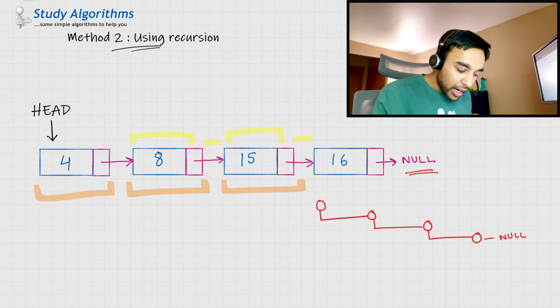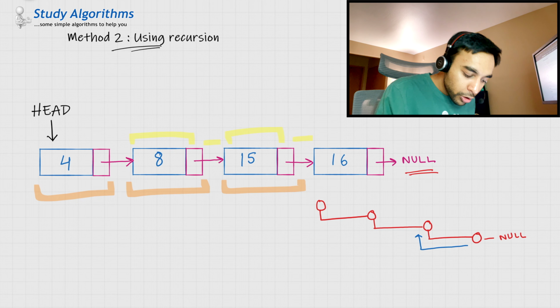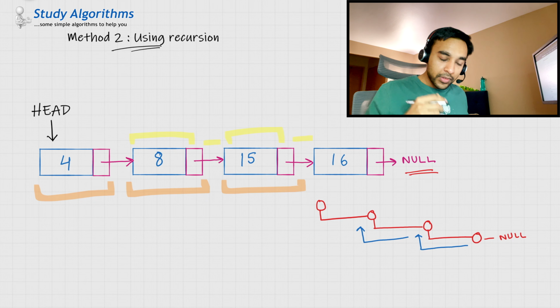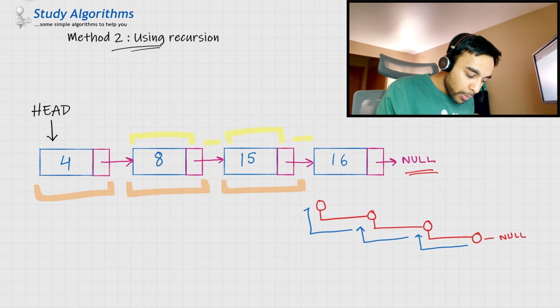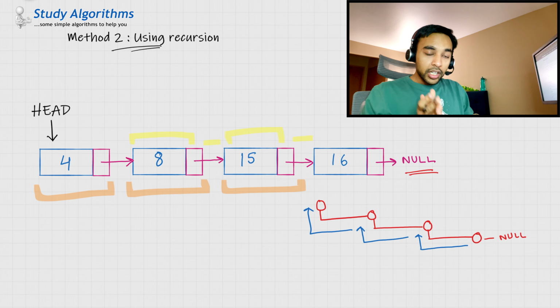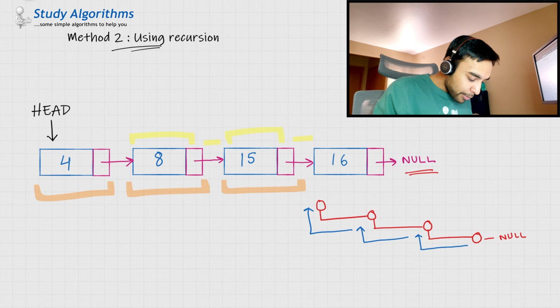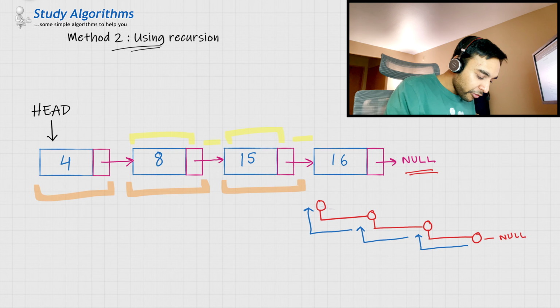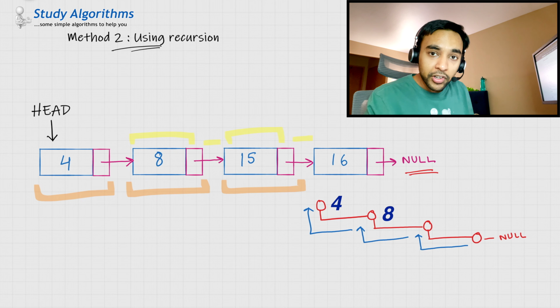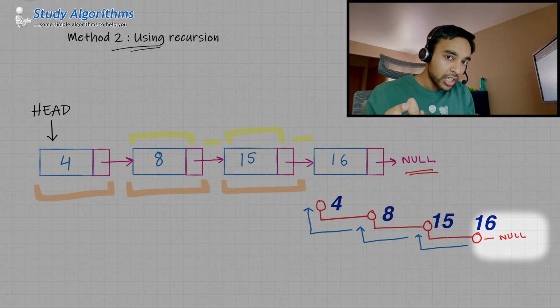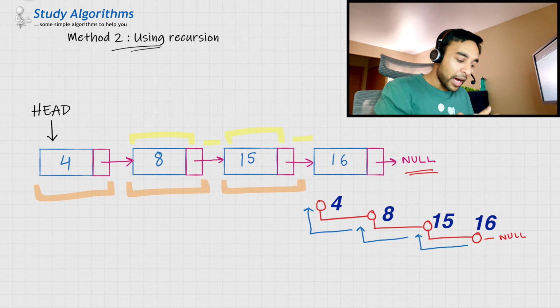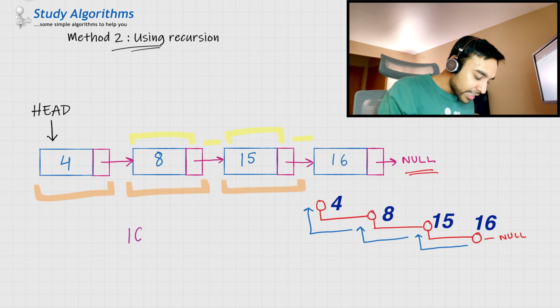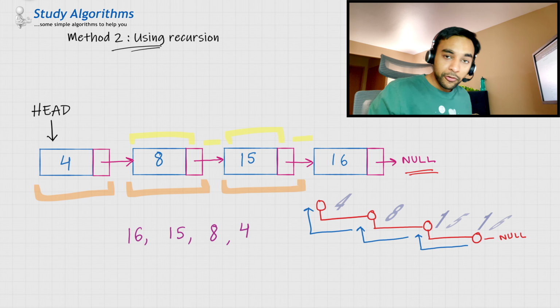Once you start to go back, you can print the value and go to your previous node. You can print this value and again go to your previous node. You can print this value and again go back to your initial node. So this is how the list can be printed using recursion. What will happen in this case is you invoke the function from 4, then 8, then 15, and then 16. Once you reach null, you can start to iterate backwards. So your list would be printed as 16, 15, 8, and then ultimately 4.